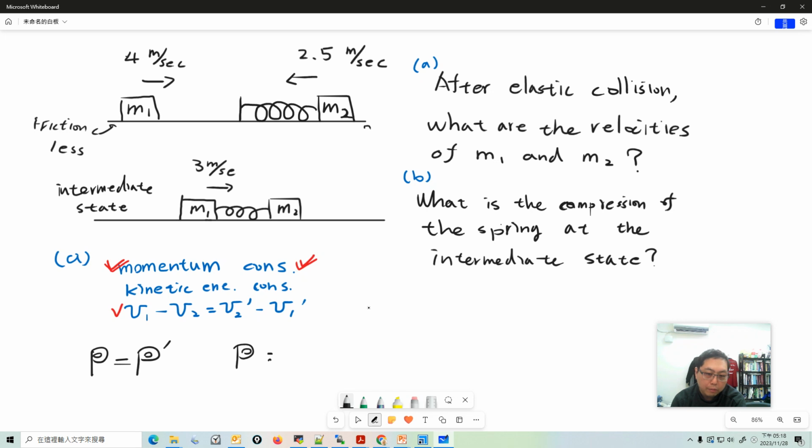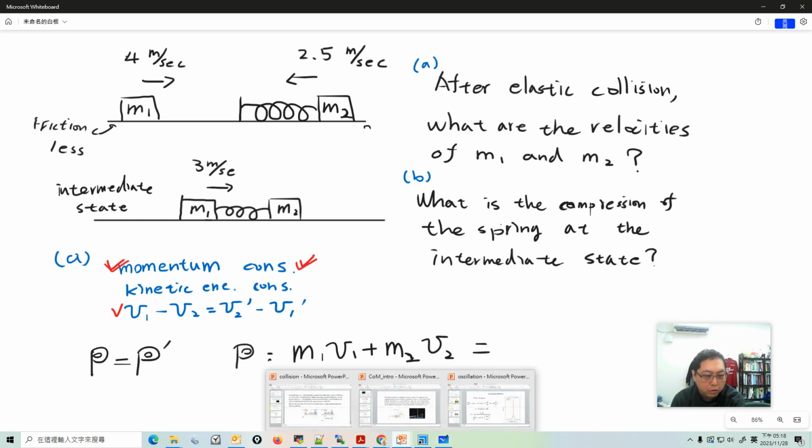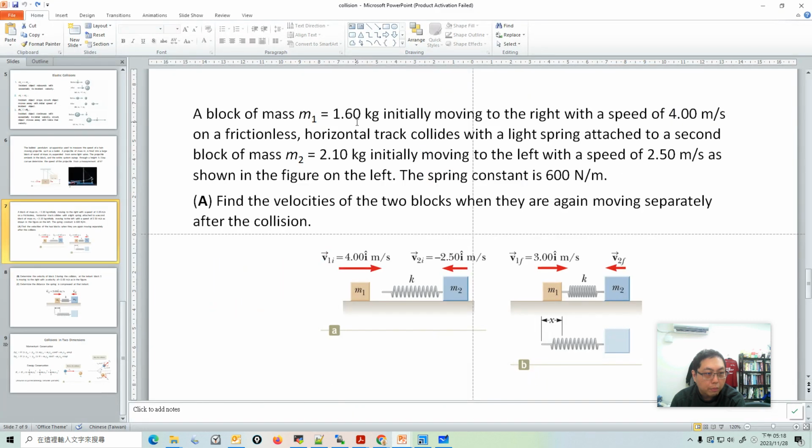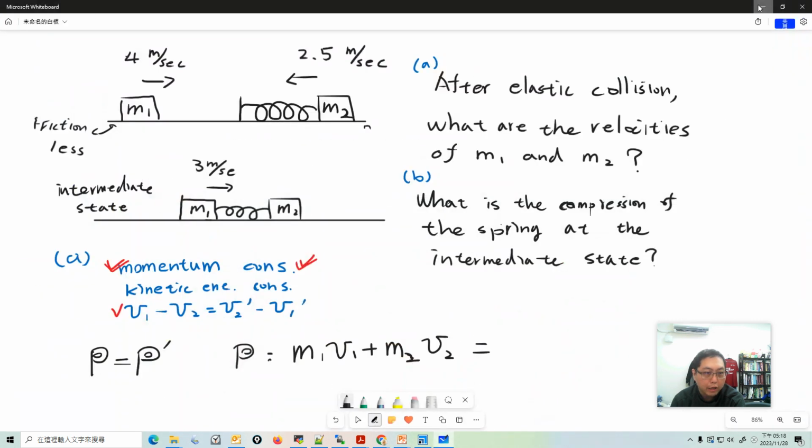Okay, the momentum before the collision is m1 v1 plus m2 v2. m1 is how many kilograms? 1.6. Remember? And m2 is 2.1. So m1 is 1.6 kilograms, m2 is 2.1 kilograms.